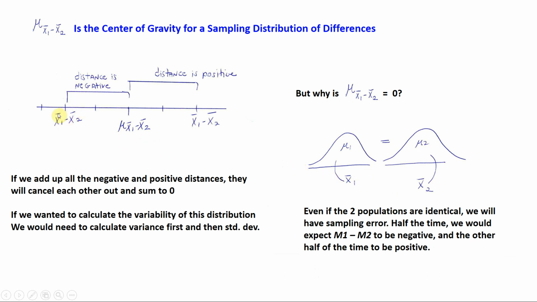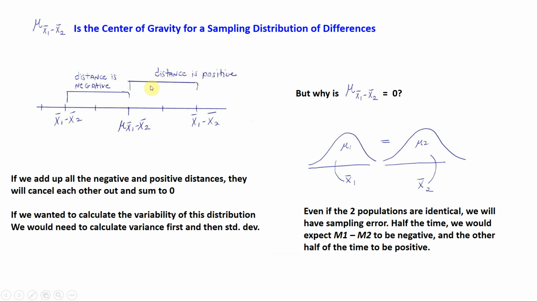So this is just showing you an X bar 1 minus X bar 2, okay? And this one is showing you an X bar 1 minus X bar 2. And this is the center of gravity. This is mu. Now when we subtract this number, because it's going to be a number, from this mean, we're going to get a negative distance. And same thing, if we subtract this difference between 1 and 2, it's going to be a number that is greater than the mean. All right, this distance is going to be positive.